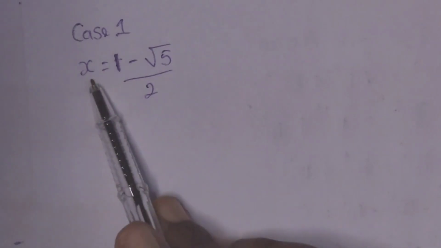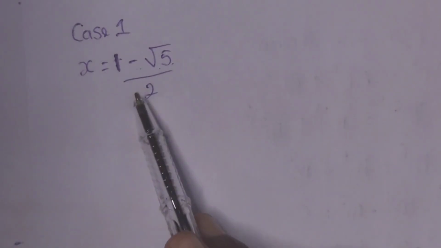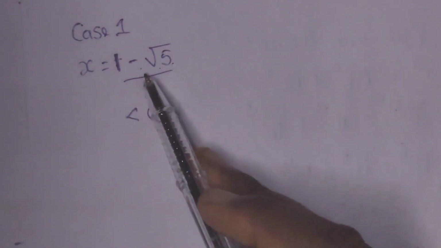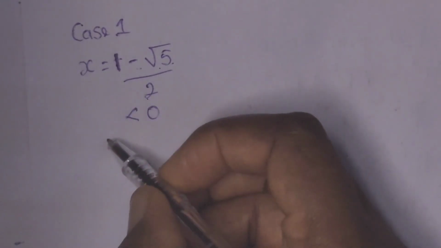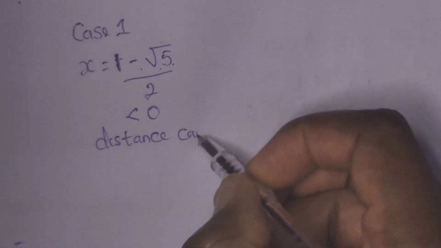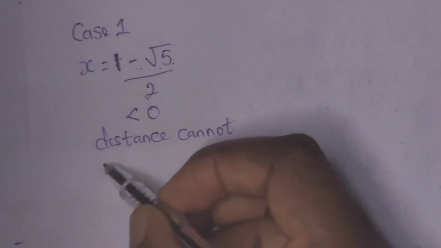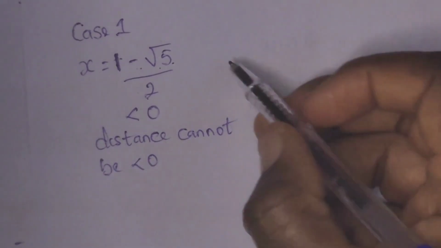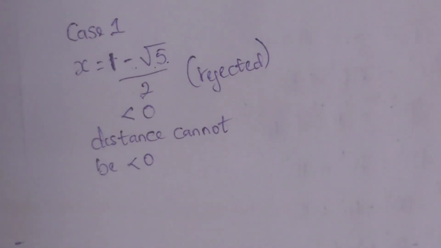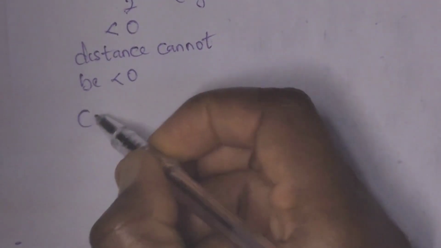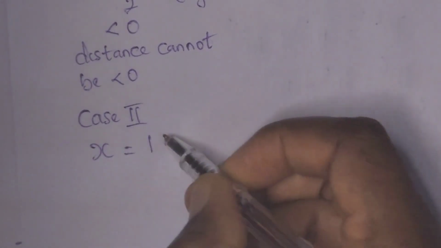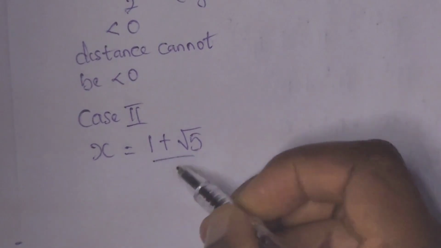Our case 1, we have that x is equal to 1 minus root 5 over 2. So this is less than 0, but since we are looking for distance, and distance cannot be less than 0, case 1 is rejected. So we'll consider case 2, where we have x to be equal to 1 plus root 5 over 2.